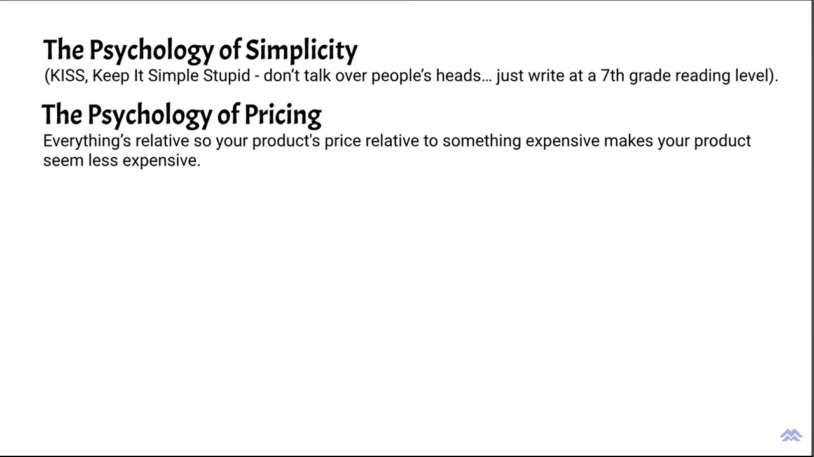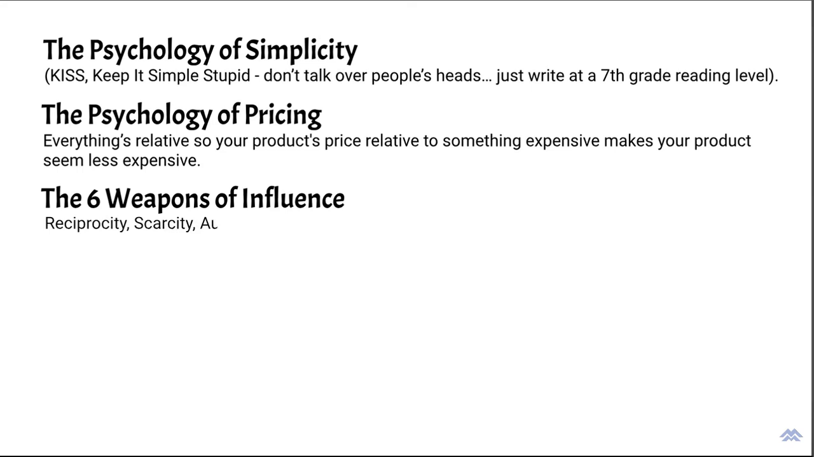Number 3, the 6 weapons of influence. Shortcuts to Persuasion by Robert Cialdini. Drew takes the 6 weapons of influence and teaches them in his book, and they're golden. So I also highly recommend Robert Cialdini's book. But those 6 he says are the fundamentals of influence are reciprocity, scarcity, authority, consistency, likability, and social proof.